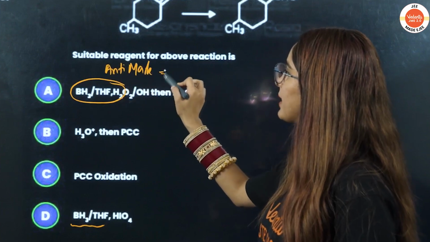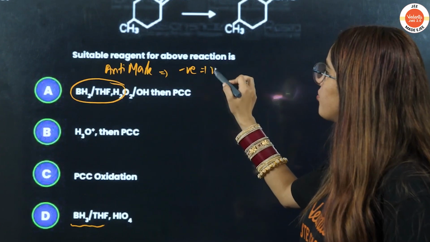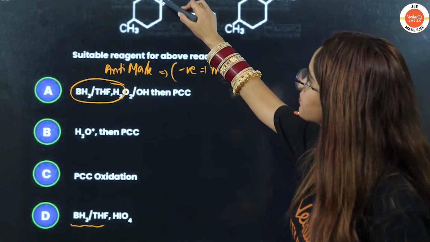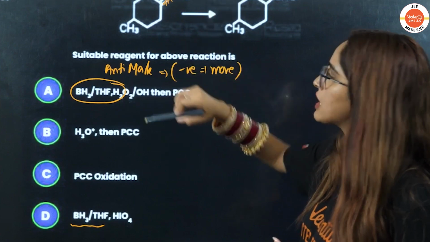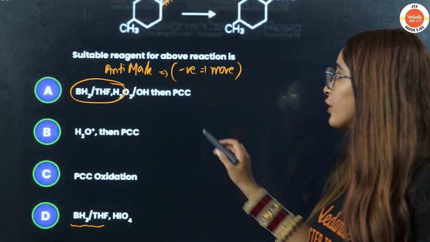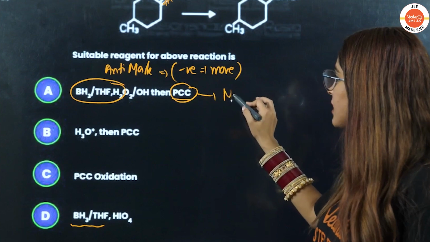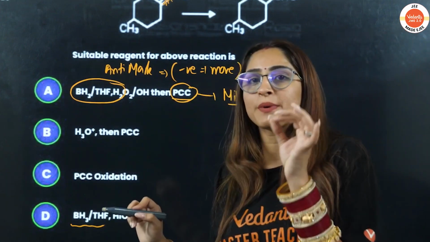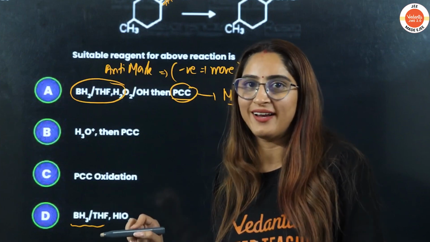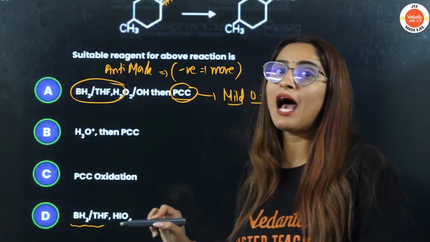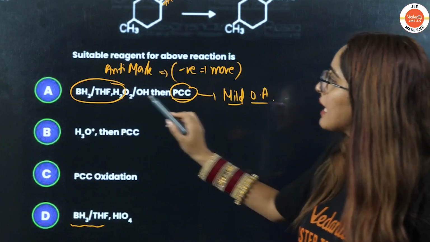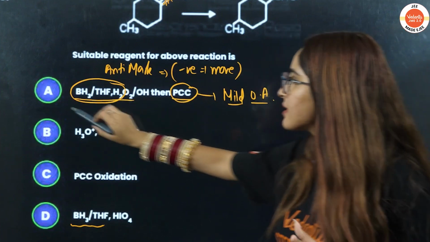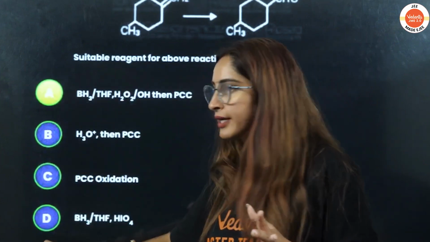Anti-Markovnikov rule, beta, what do you mean by that? That means the negative part goes on the carbon with more number of hydrogens. The pi bond will break and here you will have OH, right? After that, if you use PCC, which is a mild oxidizing agent, this will convert primary alcohol to aldehyde, right? So you need to have primary alcohol here, right? That means we can use BH3, that is hydroboration oxidation. So that means A will turn out to be the correct answer here, right?